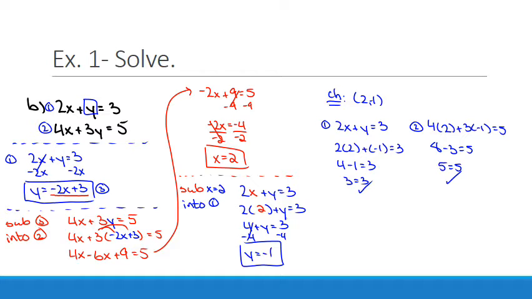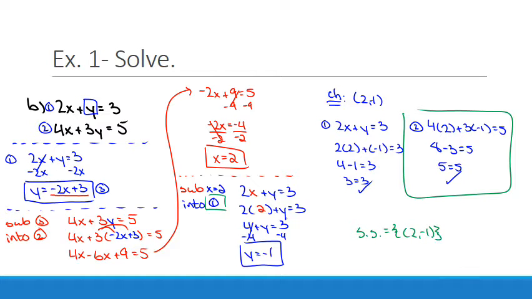Like I was saying, I think you're safe if you just check with this second one, because all our answers came out of this first one already. We already knew the x worked with it because I plugged it in and it spit out that y. So yeah, that's what I would suggest there. So again, solution set to wrap this up: 2 and -1.